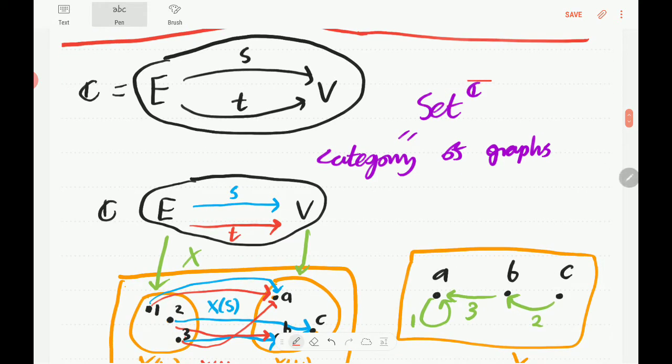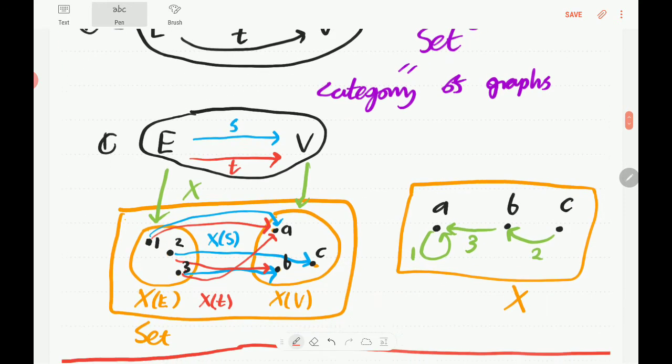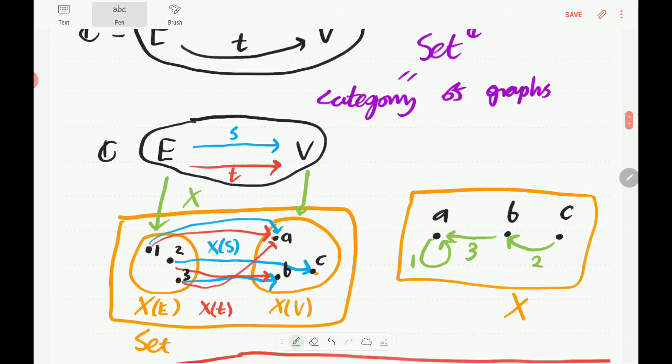So in this case, Set to the power of C is this category of graphs, and a typical object in this is just going to be a functor from this category C to Set. So E would get sent to a set, V would get sent to a set. This arrow S from E to V gets sent to a function X of S, which associates each edge with a source vertex.